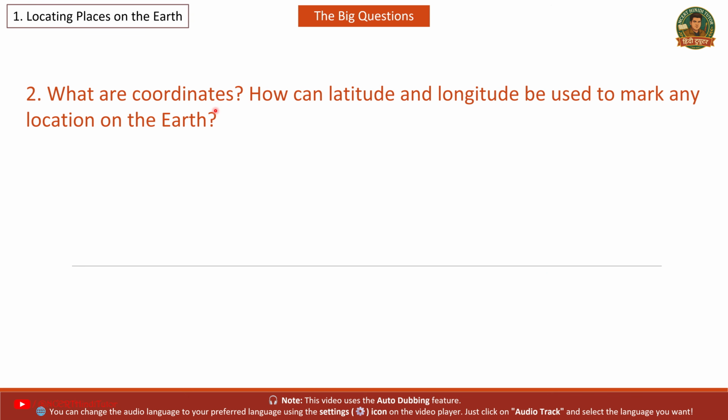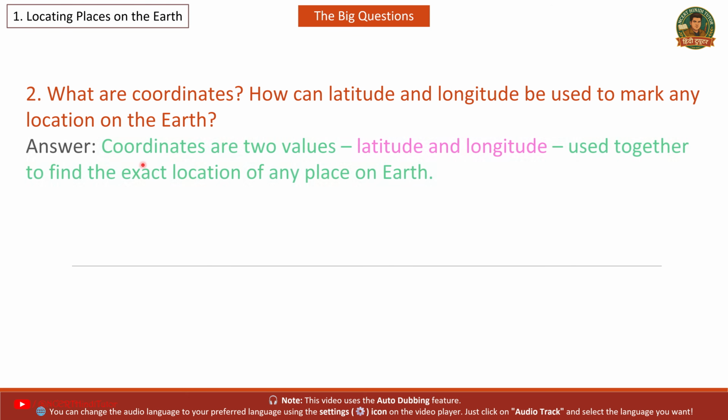Question 2. What are coordinates? How can latitude and longitude be used to mark any location on the earth? Answer. Coordinates are two values, latitude and longitude, used together to find the exact location of any place on earth.